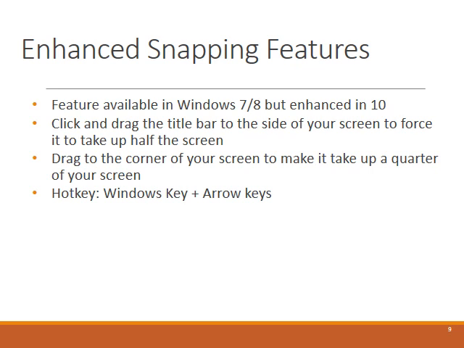So you can drag to the corner of your screen to make it take up a quarter of your screen. So if you want to take up a quarter instead of just a half, you can do that. And then you can press the Windows key and the arrow keys after you've selected a specific window to move that window to a specific portion of your screen. So I'm going to demonstrate that here on the next slide.